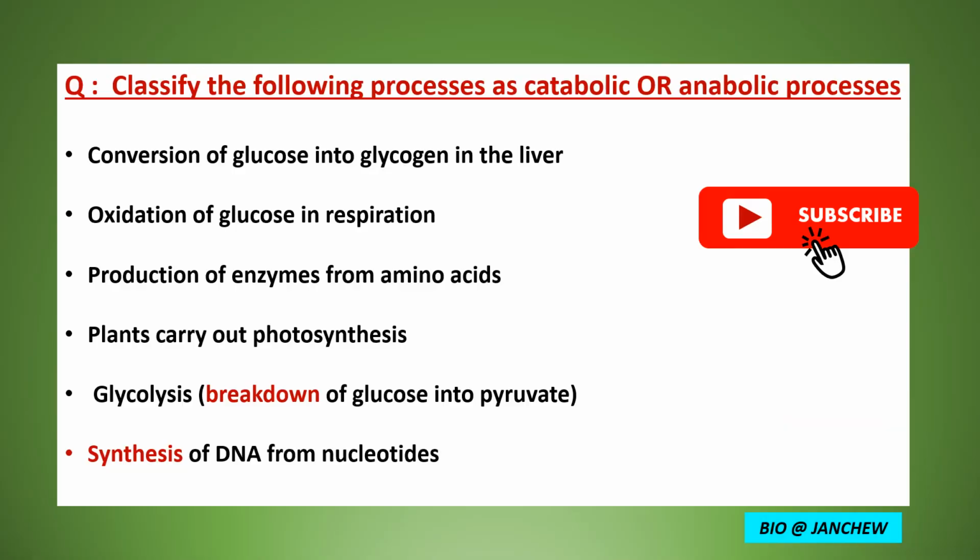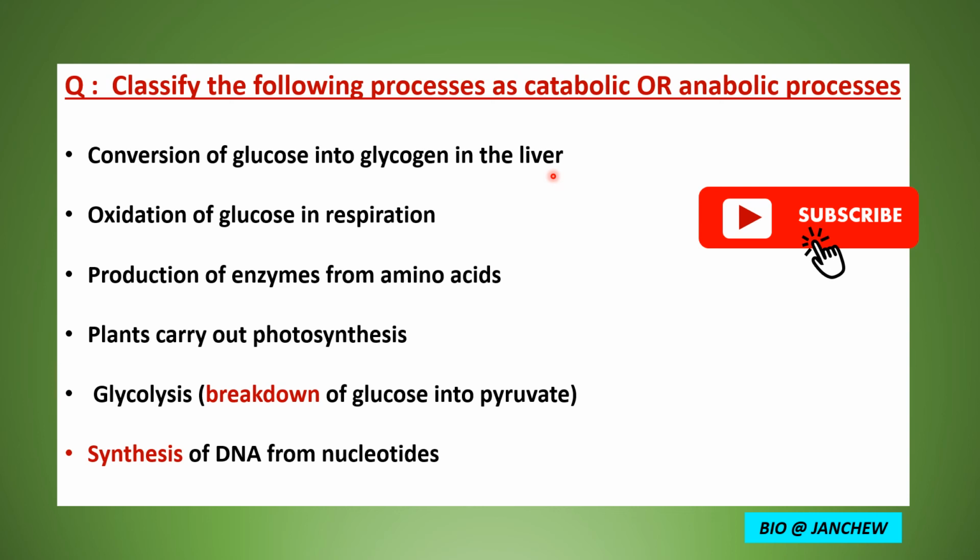Finally, let us look at some examples of metabolic processes, and try to identify whether they are catabolic processes or anabolic processes. A question that can be asked in the exam as an objective question or structured question. Okay, so let's look at the first one. Conversion of glucose into glycogen in the liver. Is this a catabolic process or an anabolic process?